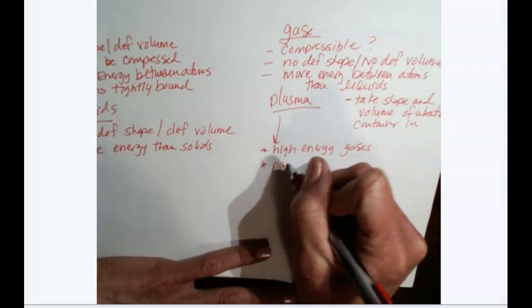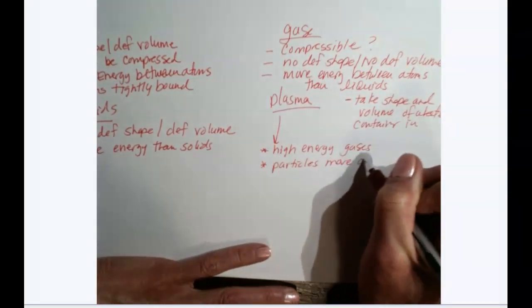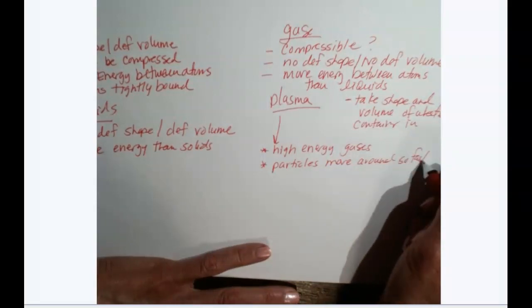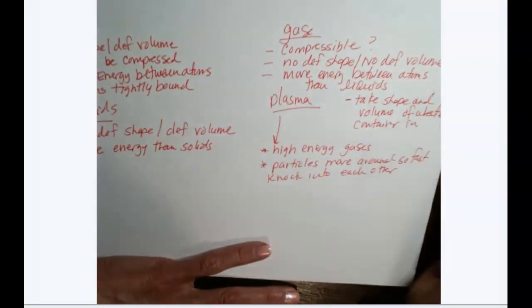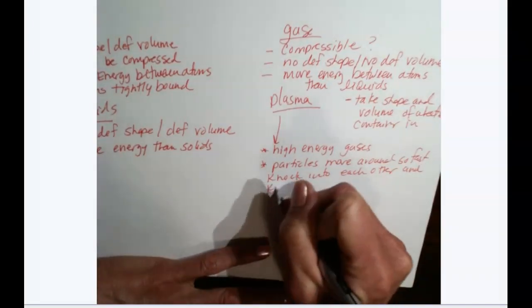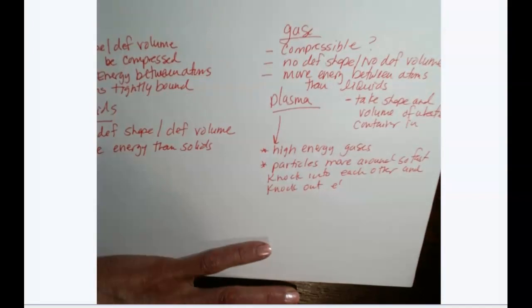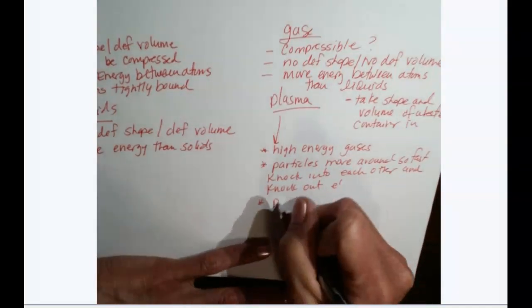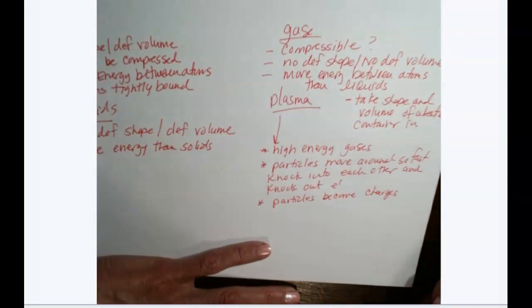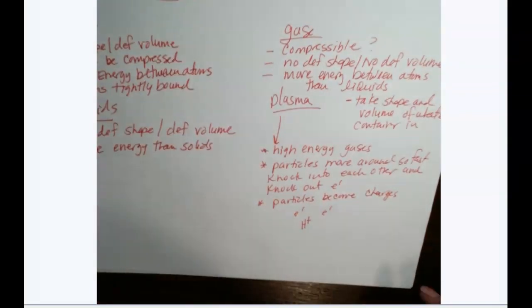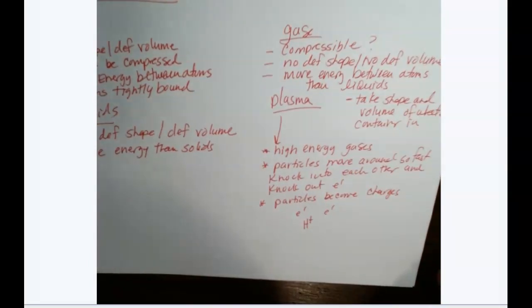So particles move around so fast, they knock into each other and knock out their electrons. So particles become charged. So you've got all these negative electrons floating around, and then you've got all of these atoms that have positive charges to them. That is a very brief rundown of our four states of matter and some of their characteristics.